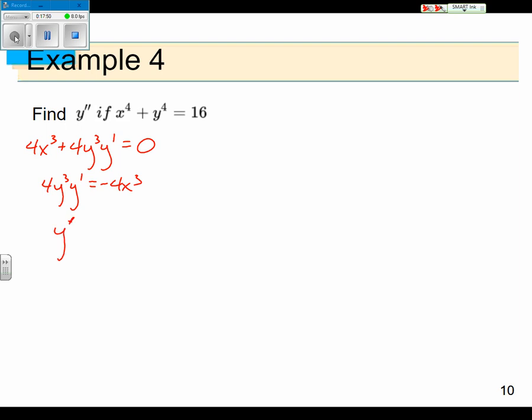Divide both sides by 4y cubed. I think we just get negative x cubed over y cubed. You can double check me on that. But now I'm wanting a second derivative. And you're thinking this might not be too bad, because if I take the derivative of y prime, it gives me y double prime. And then here I just have a quotient on the right side. So I just need to do a quotient rule to this right side.